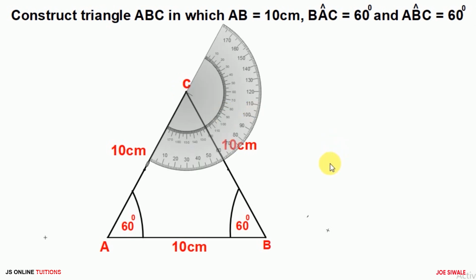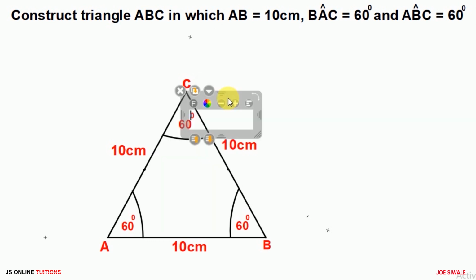So if we put our protractor at point C, as you can see, we have our 10, 20, 30, 40, 50, 60. So we can say the angle which is at C is 60 degrees. So let us indicate that. So we have indicated our angle at C as 60 degrees.